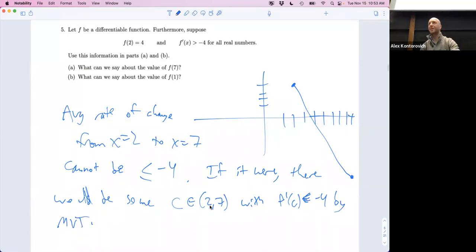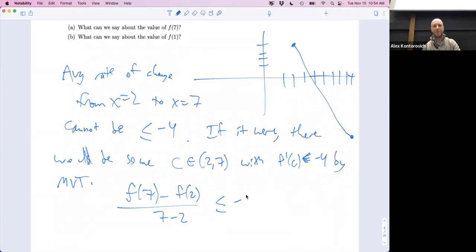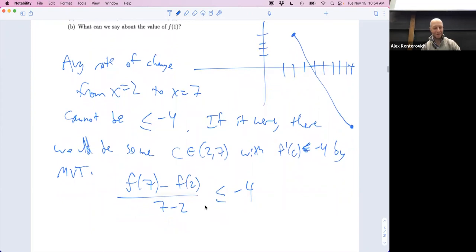You don't have to write all of this out. Just say, yes, I'm using the mean value theorem. I'm just trying to give a better value of this. Okay, so (f(7) - f(2)) / (7 - 2) cannot be less than or equal to -4, so it must be greater than. This is equal to f prime of some point, but f prime is always at least -4.